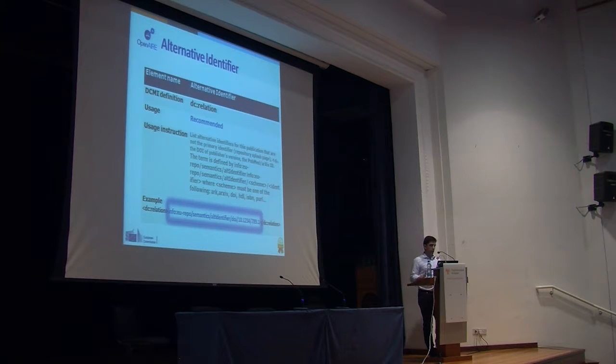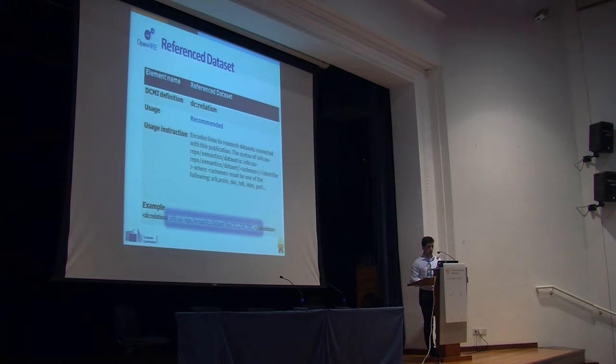Okay. So in terms of alternative identifiers, OpenAIRE suggests to use DC relation. We can put, like in this example, the information of a DOI of this publication. We can put on this field the information that this publication is already available elsewhere in a journal, in another publication. Okay. To reference data sets, we can also use the same field, DC relation. Then we must add this information, info:eu-repo semantics dataset, and then we can use different schemes. We can use DOI, ARK, arXiv, Handle, ISSN, PURL.